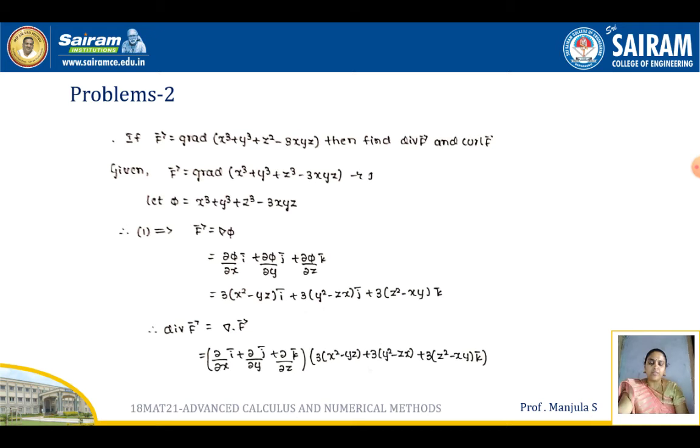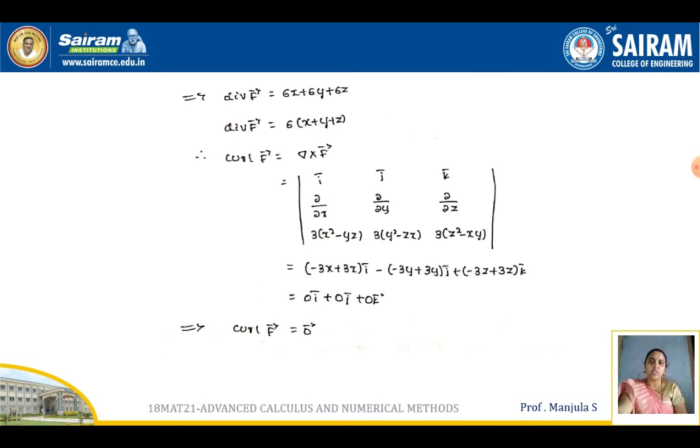So del, the definition of del and vector f, both we have to substitute and do the multiplication. So we can write divergence of f as 6x plus 6y plus 6z. On simplification, we are getting divergence of f as 6 into (x plus y plus z). So next we'll find out the curl.